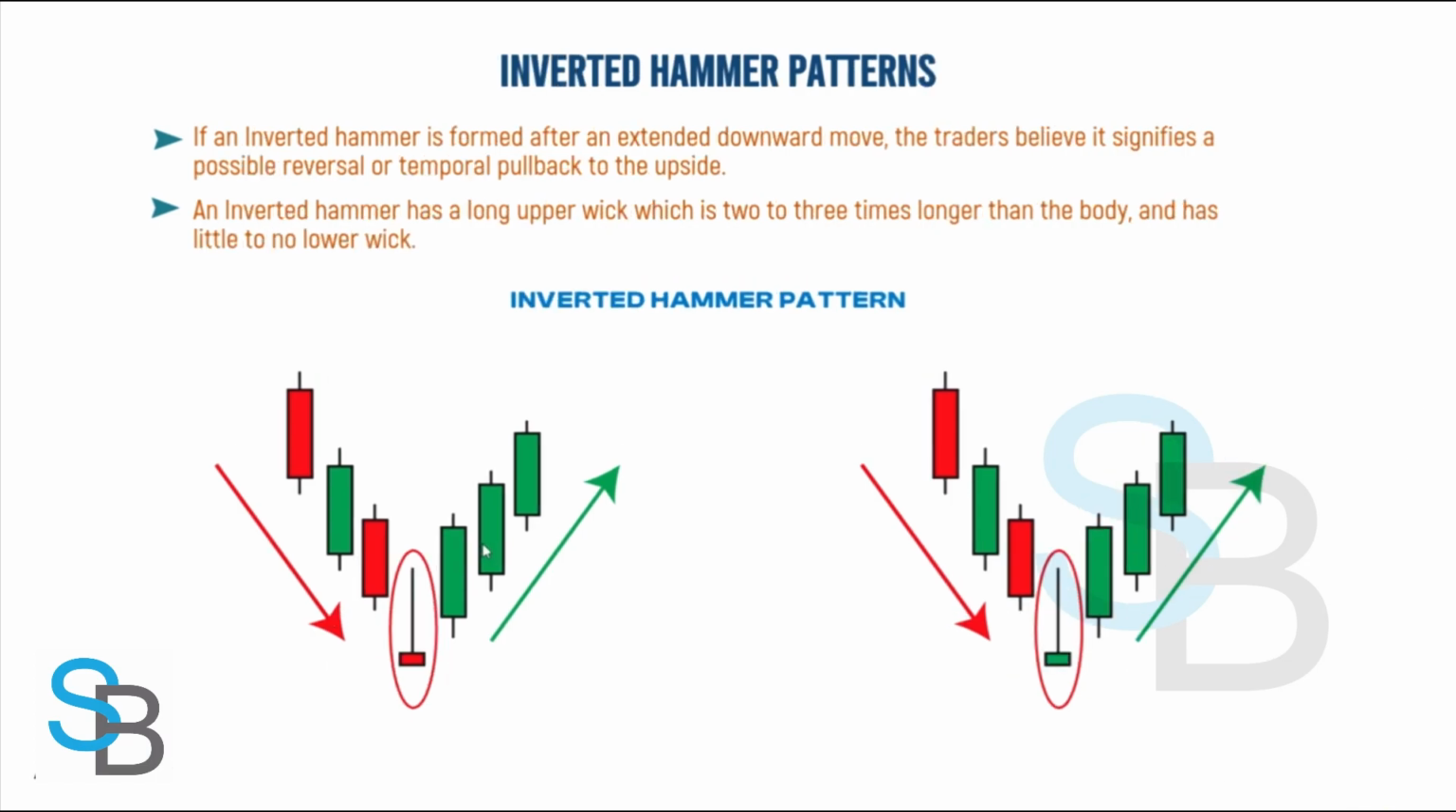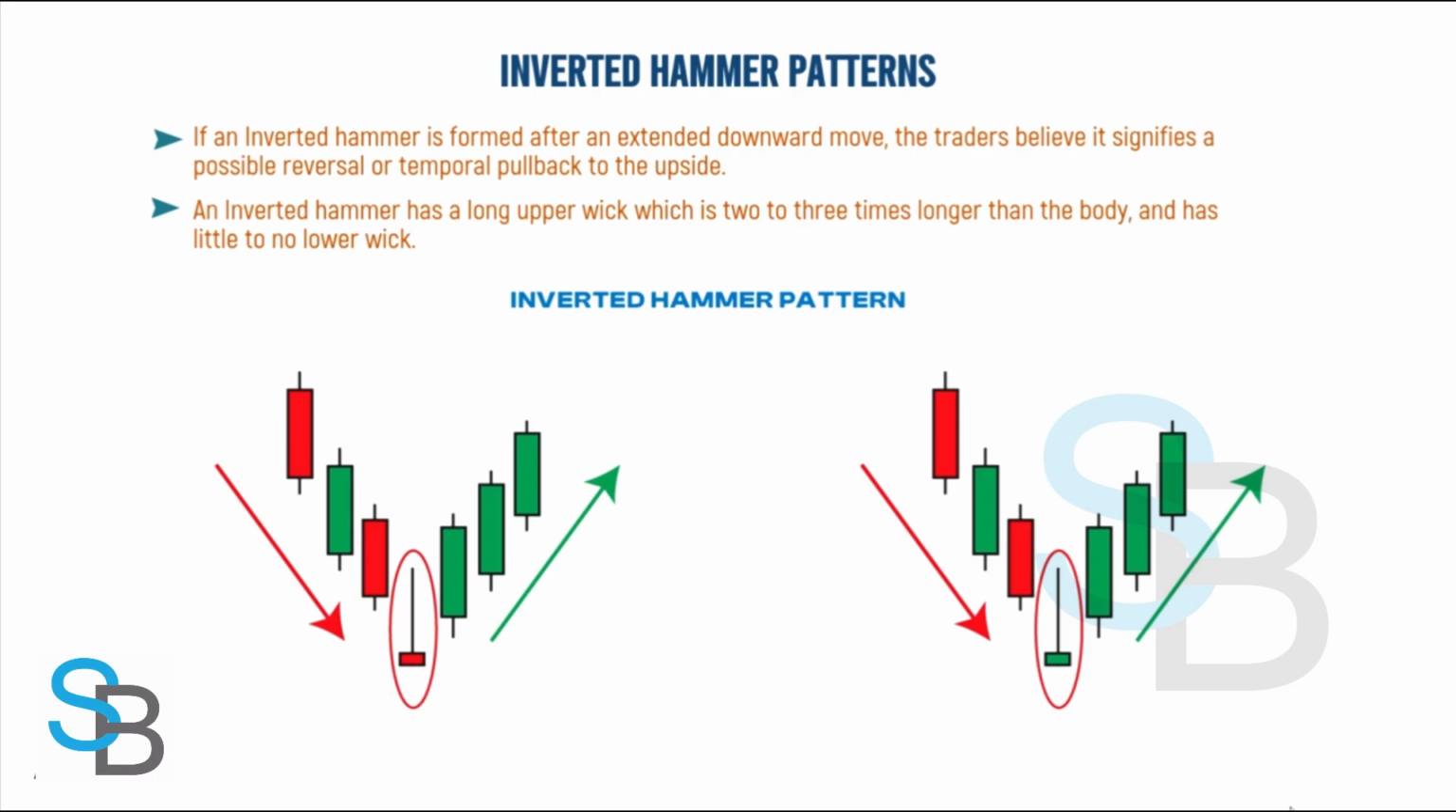Now for the inverted hammer, if an inverted hammer is formed after an extended downward move, the traders believe it signifies a possible reversal or pullback to the upside. An inverted hammer has a longer upper wick, which is 2 to 3 times longer than the body, and has little to no lower wicks. So this is an inverted hammer.